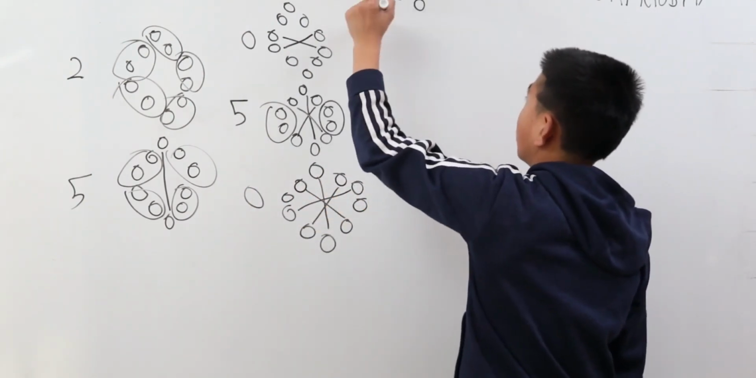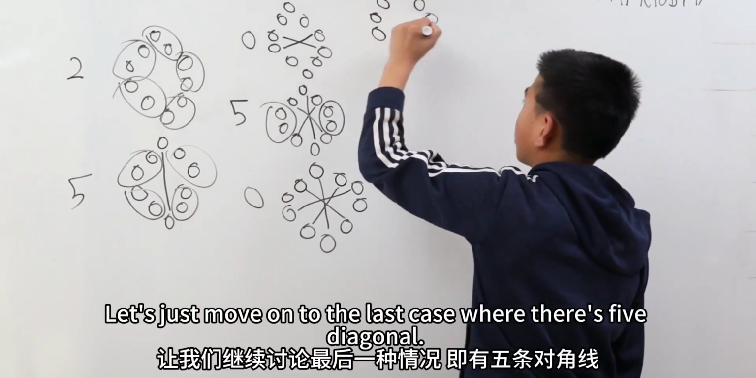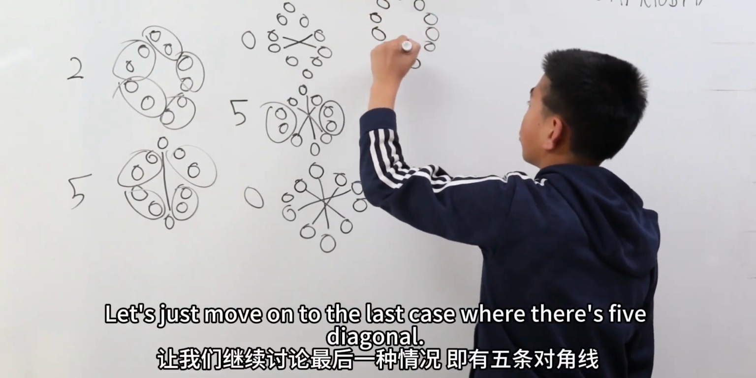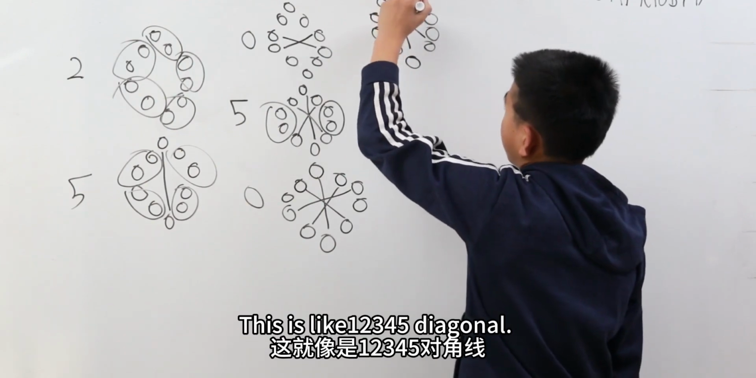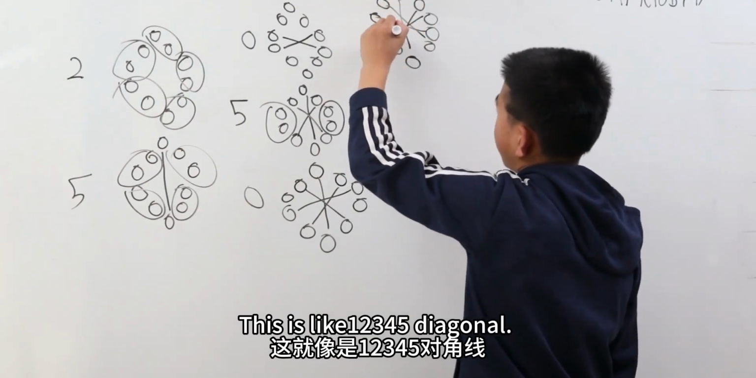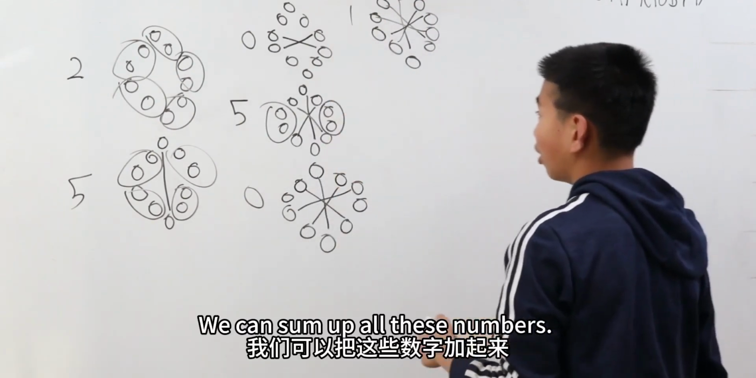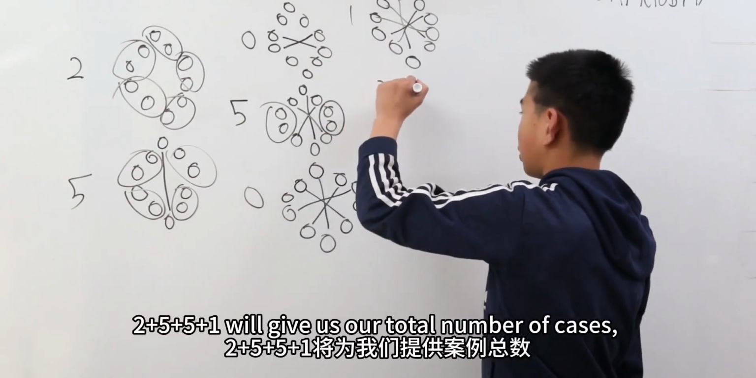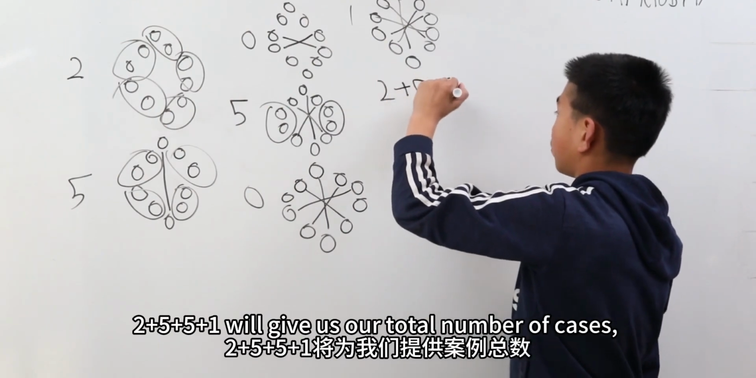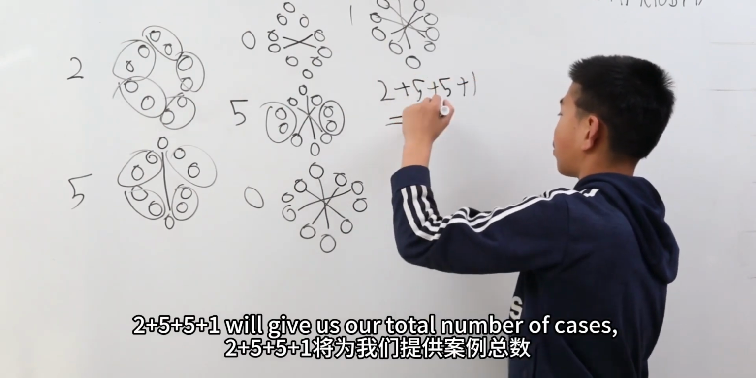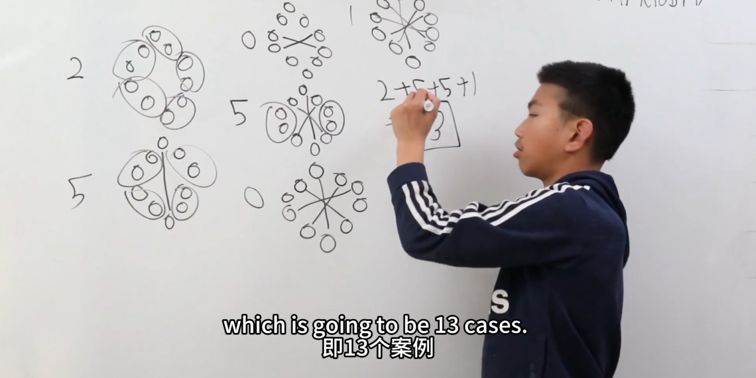So let's just move on to the last case where there's 5 diagonals. This is like 1, 2, 3, 4, 5 diagonals. Here we clearly see there's only 1 case, so we can sum up all these numbers. 2 plus 5 plus 5 plus 1 will give us our total number of cases, which is going to be 13 cases.